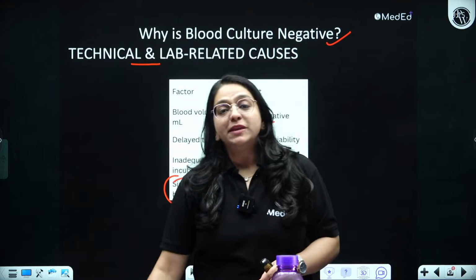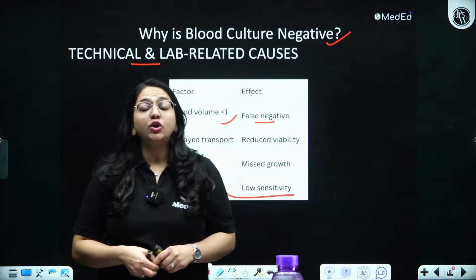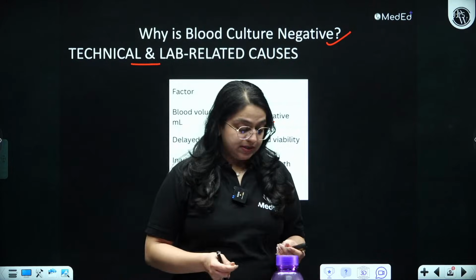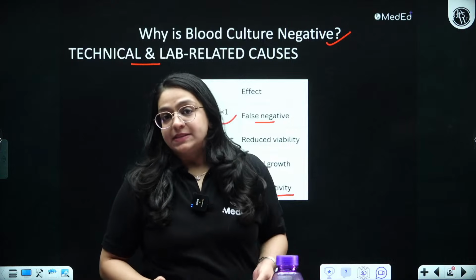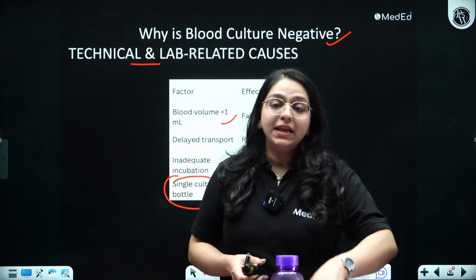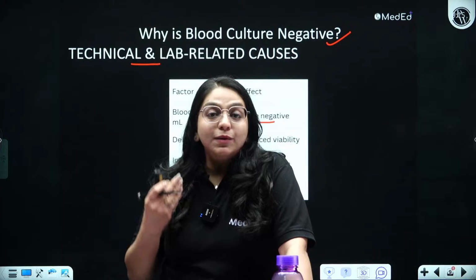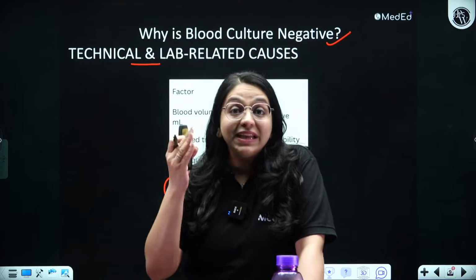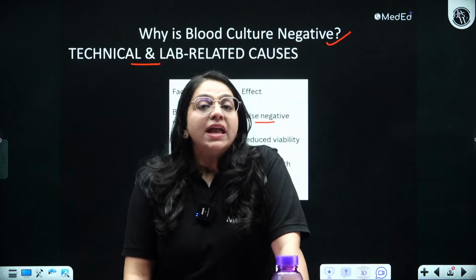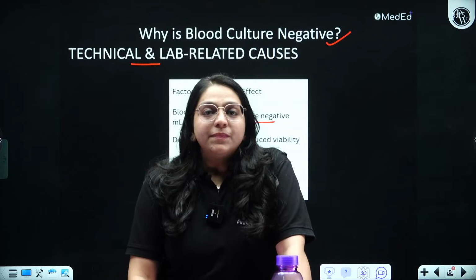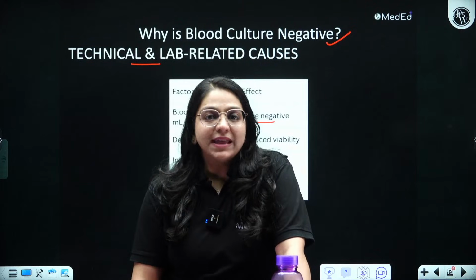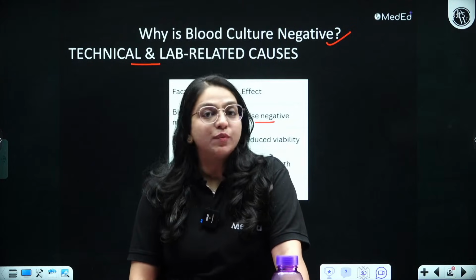So always in patients of sepsis, we say that at least 2 blood cultures collected from 2 different sites is what we need to send, because that increases the yield, that increases the chances of getting a positive blood culture by more than 80 to 90%. Okay, if you send one blood culture bottle, there is almost 50 to 80% chance that some bacteria will grow and you will get a positive report.